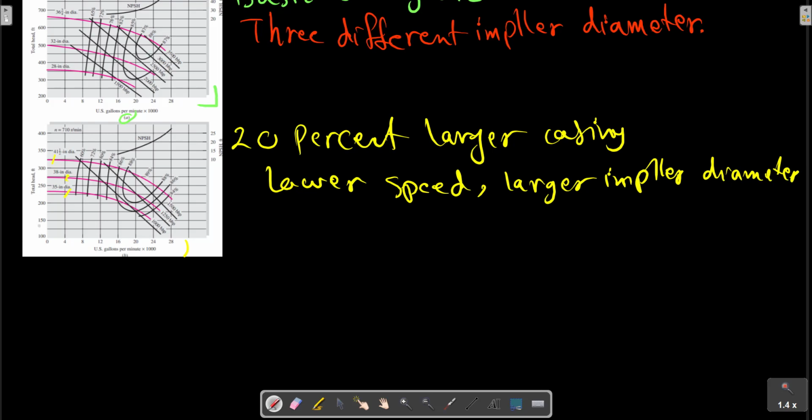A point often overlooked is that the raw curves, like this picture, are strictly applicable to a fluid of a certain density and viscosity, in this case water. If the pump were used to deliver, say, mercury, the brake horsepower would be about 30 times higher, while Q, H, and eta would be about the same.